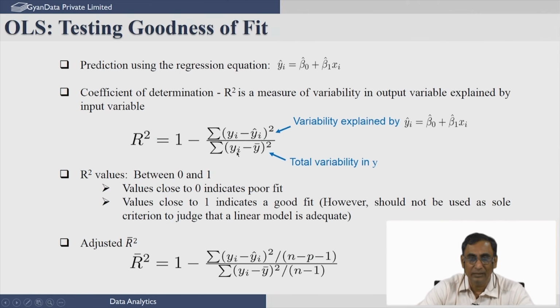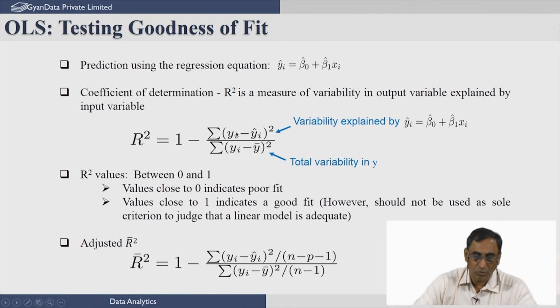Suppose I build the model and try to predict yi. If xi had an influence on y, then I should be able to reduce its variability, I should be able to do a better prediction, and the difference between yi and yi hat should be lower if xi had a strong influence in determining y. So, the numerator represents the variability which is not explained by the explanatory variable xi, or the independent variable xi.